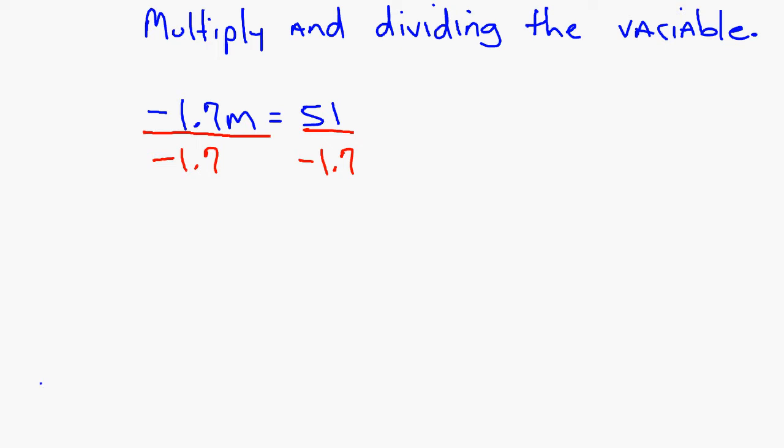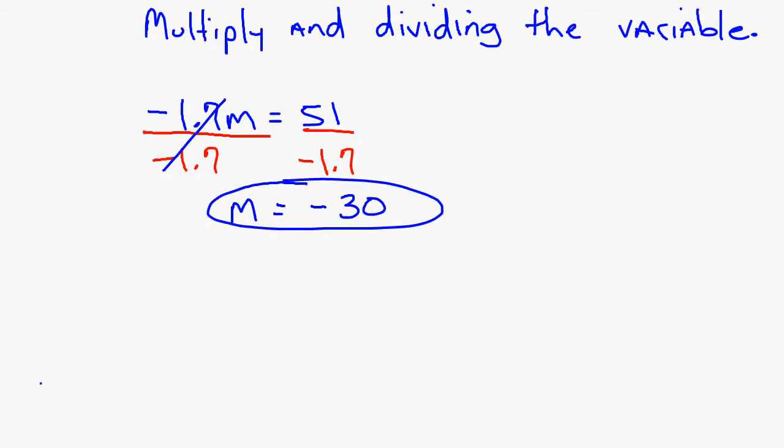What happens to these two 1.7s? They cancel, don't they? And you're just left with the m. And over here we've got 51 divided by negative 1.7. Do that in your calculator, please. Very good. Make sure you get negative 30.